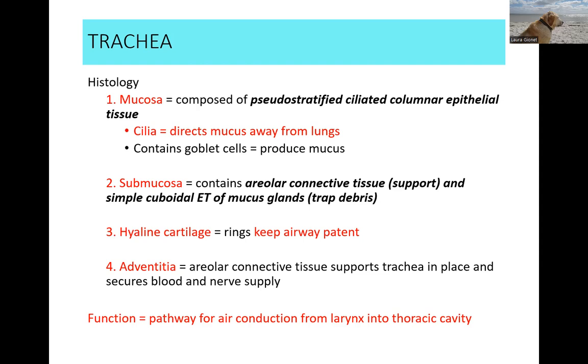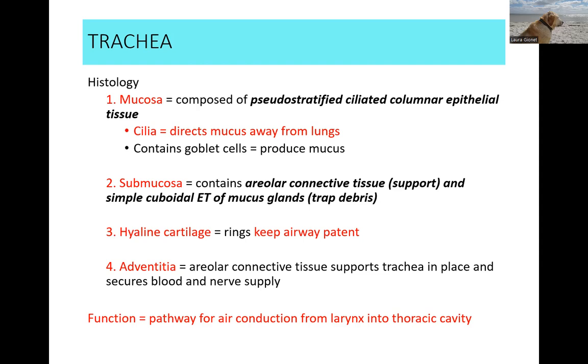Radiating outward, the next layer is the hyaline cartilage that we just described, those tracheal rings. They help maintain a patent airway, so the airway does not collapse. It's going to be flexible on the backside. And then we have the adventitia.